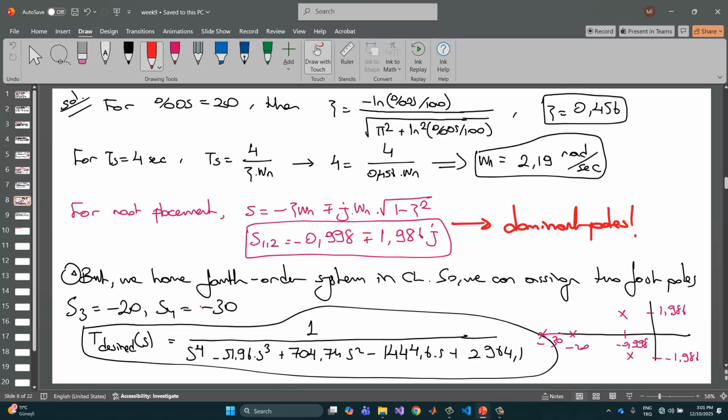Yes, because the dominant one is the main effect on the system. If we have high values of this pole in here, it diminishes instantly in this system. There is no effect to add these poles just like this one. But it's an approximation.